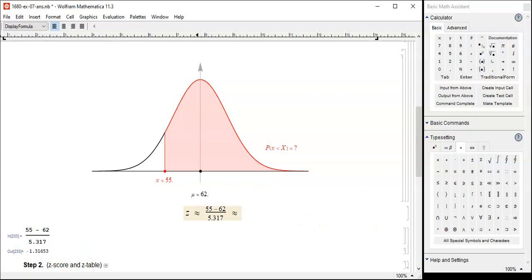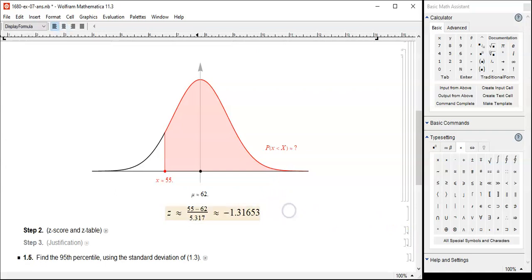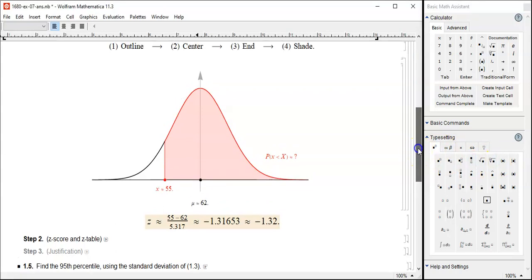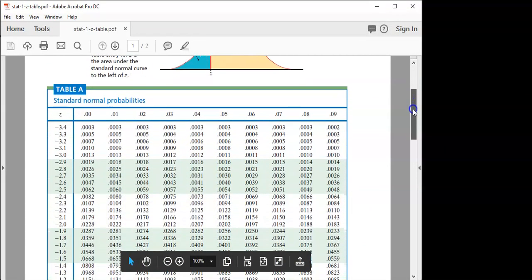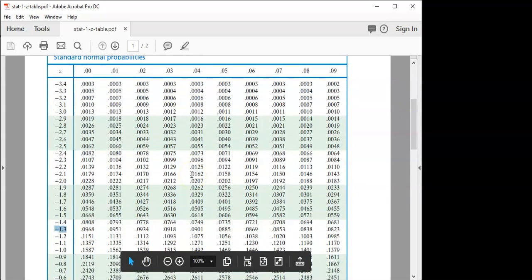And here we go. Negative 1.31 approximately speaking. Negative 1.32. Okay, all right. After the rounding, I have 2 decimal digits, so let's look up the z-table. So where's the z-table? Negative 1.32. Negative 1.3 is here. Negative 1.32. I'm getting this number, 0.0934.